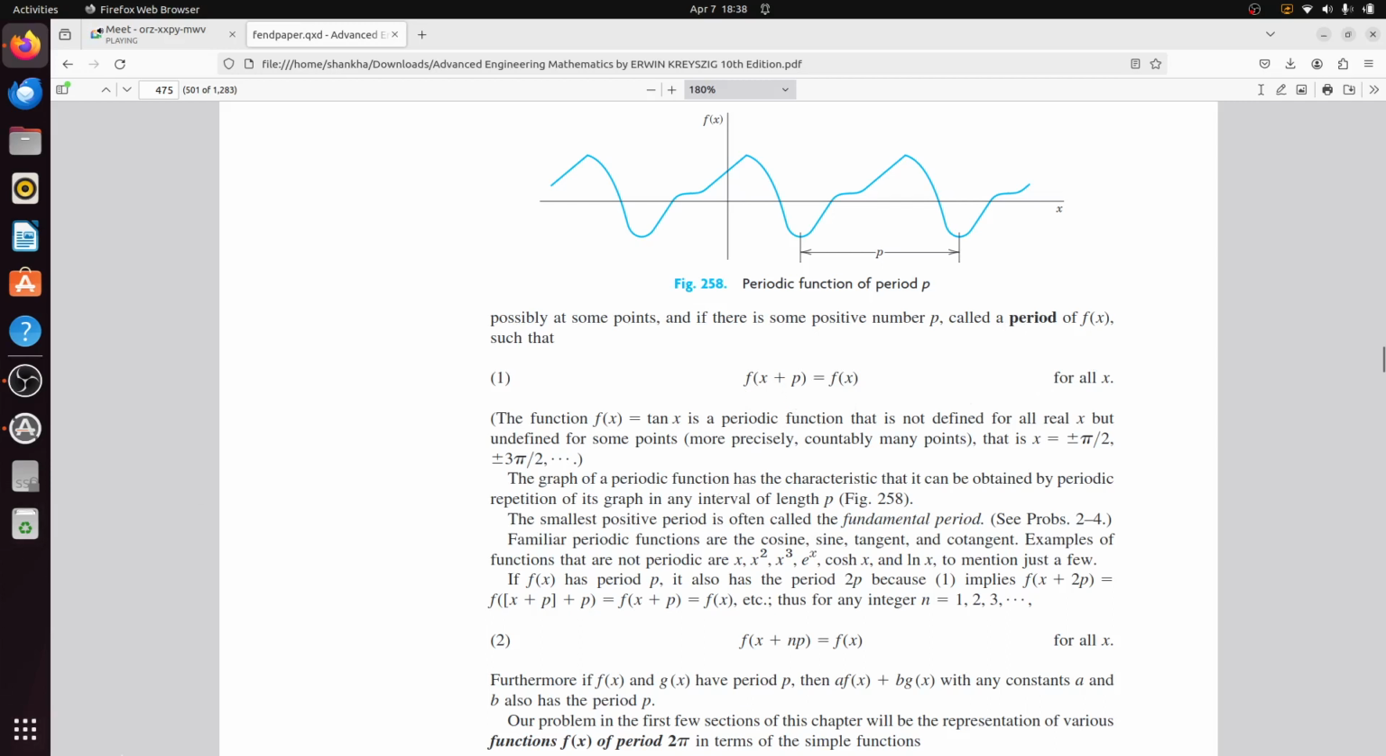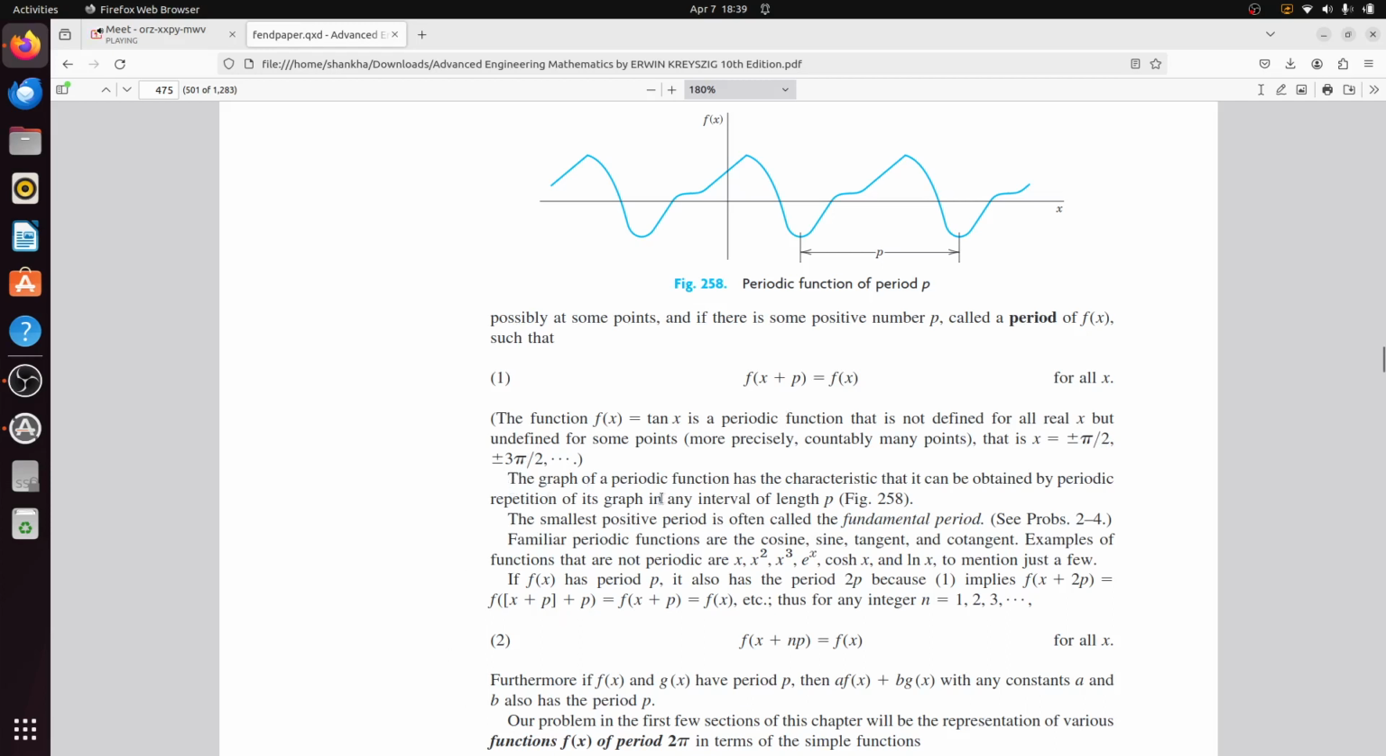Now I am giving one example, f(x) equal to tan x. This is a periodic function, but it is not defined for all real x; it is undefined at some points. Such as, tan x is not defined at x equal to plus or minus pi by 2, x equal to plus or minus 3 pi by 2, etc.